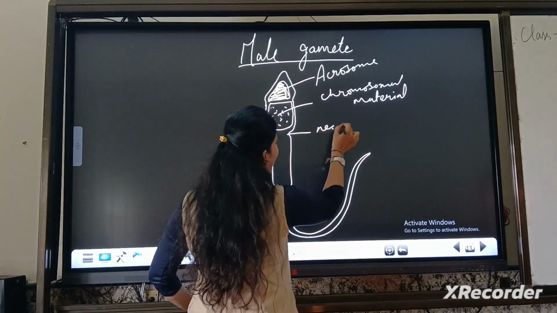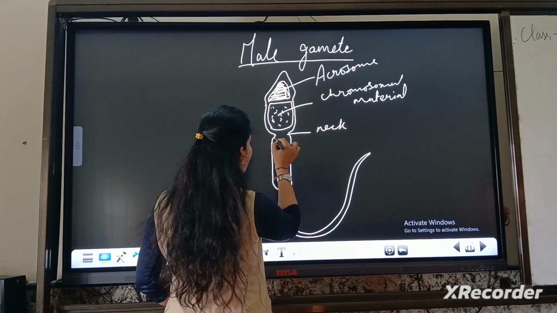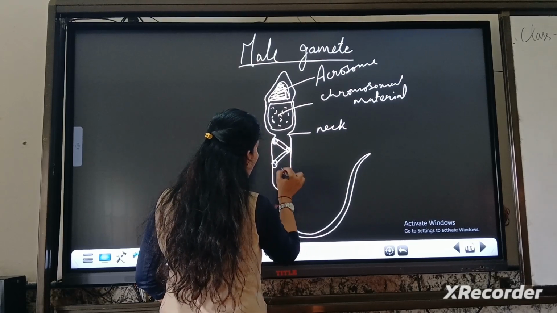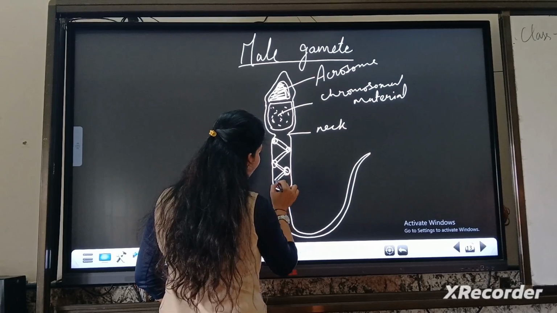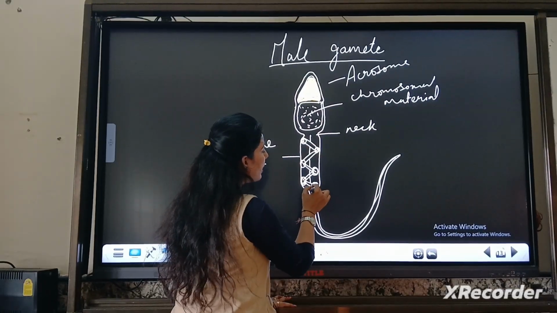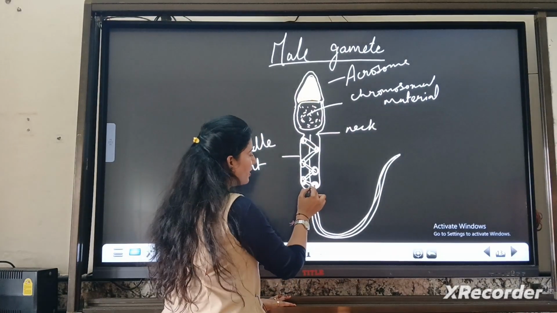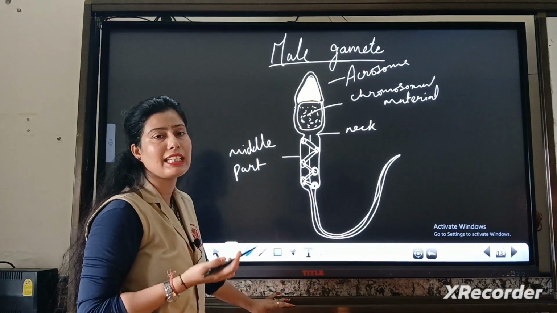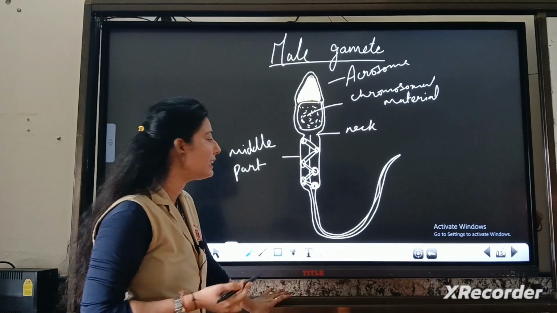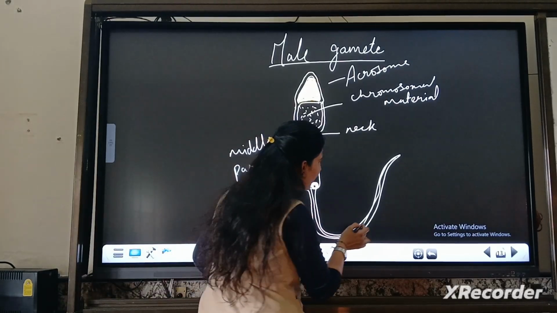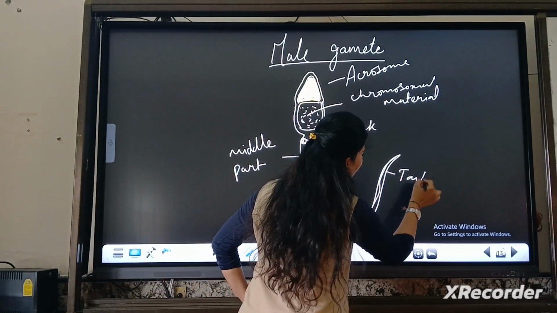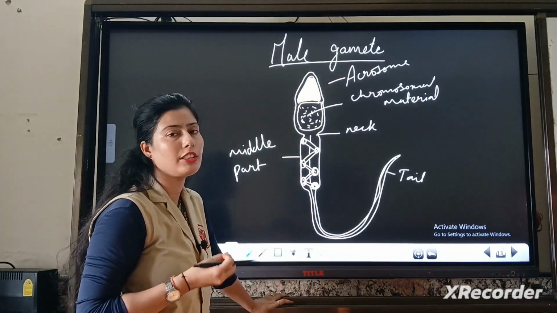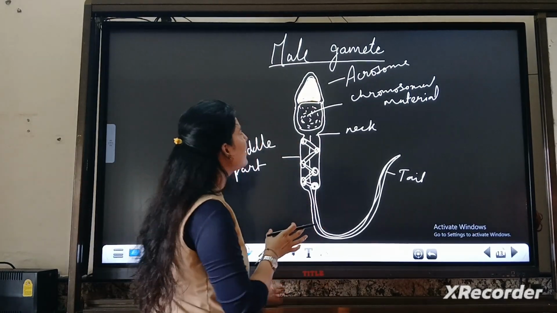This is the neck part of a male gamete. The middle part contains a number of mitochondria. What is mitochondria? Mitochondria is an organelle of the cell which is responsible for the formation, or we can say the synthesis, of energy inside the cell. And this is the tail of the sperm. This tail helps in the motility and movement of the sperm. This is the structure of the male gamete.